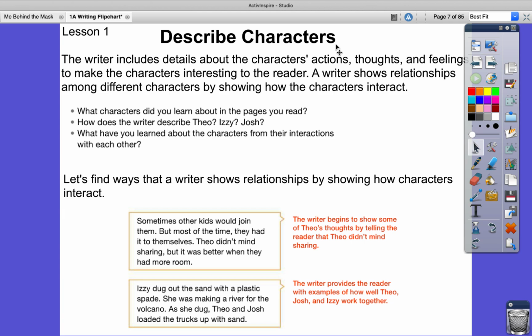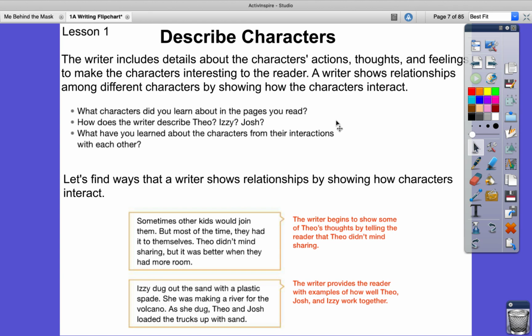Lesson 1. Describe characters. So the writer includes details about the character's actions, thoughts, and feelings to make the characters interesting to the reader. A writer shows relationships among different characters by showing how the characters interact or act with each other. So here are some questions to think about.